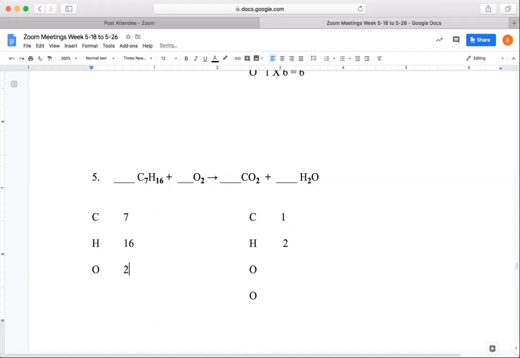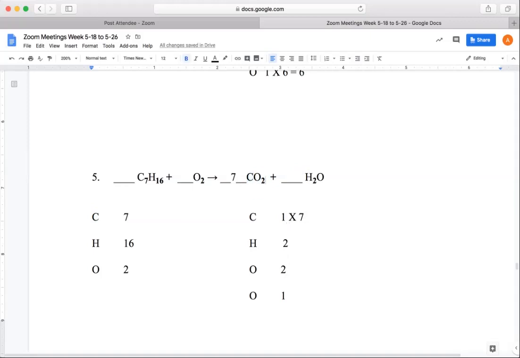All right, how many oxygens do we have on the right side? We have 2. How many oxygens do we have on the right side from the water molecule? We have just 1, because each water molecule has 1 oxygen, right? All right, so we don't have equal numbers of carbons on both sides. So we're going to multiply this by 7. So we have to have 7 carbon dioxide molecules, right? Carbon dioxide is a molecule that has both carbon and oxygen in it.